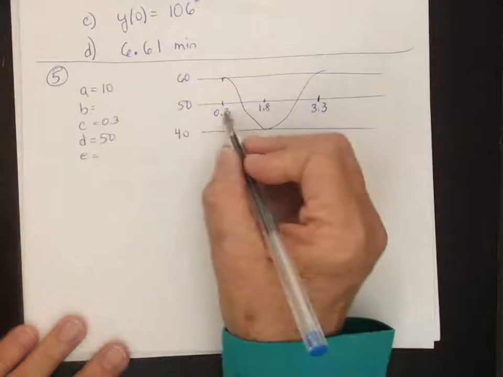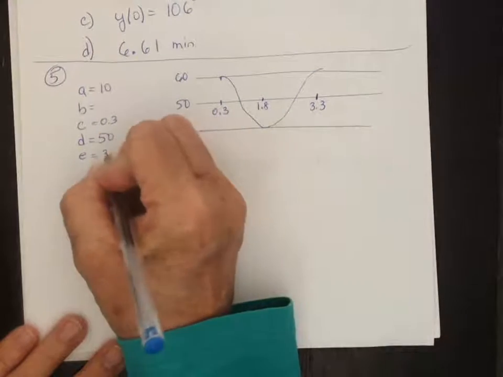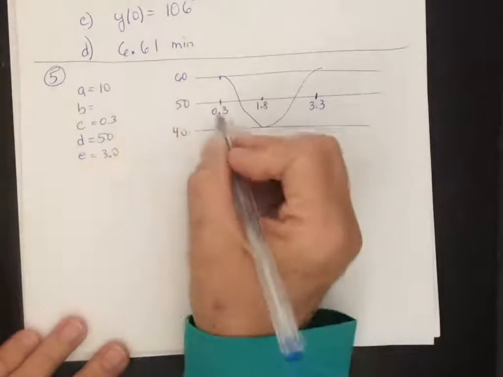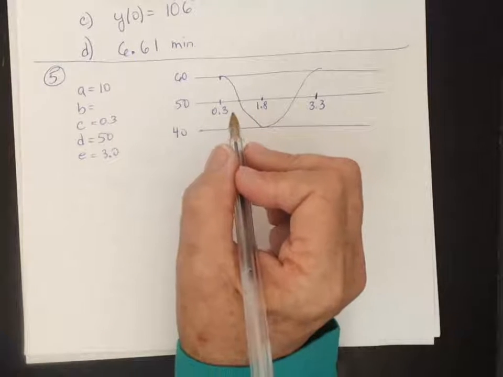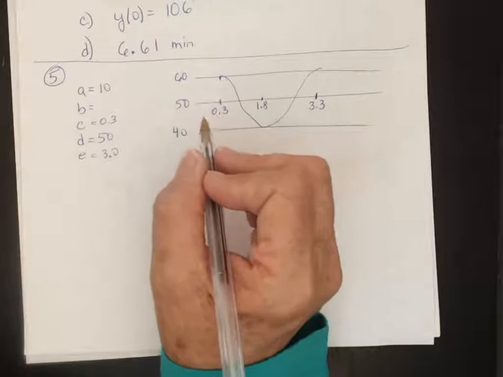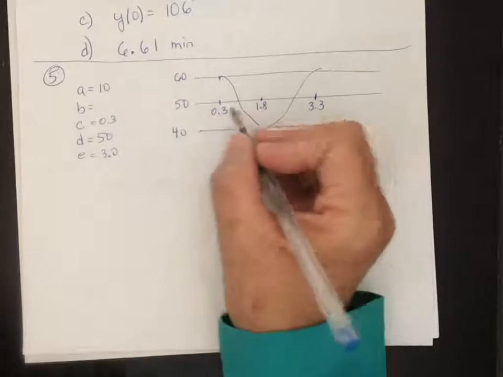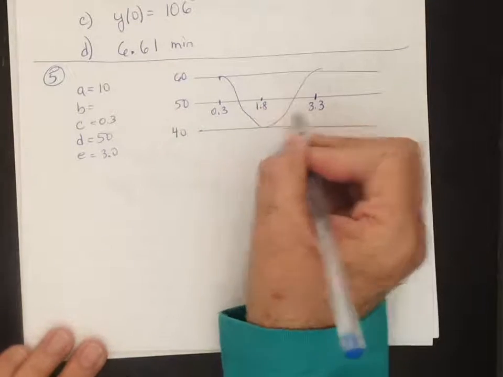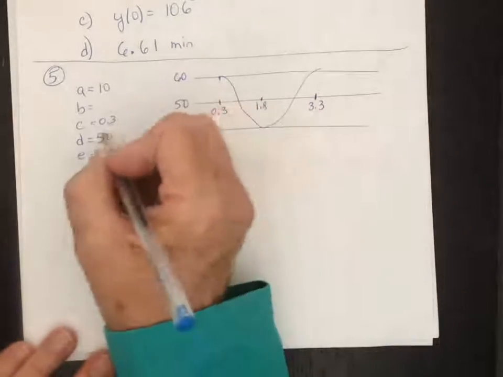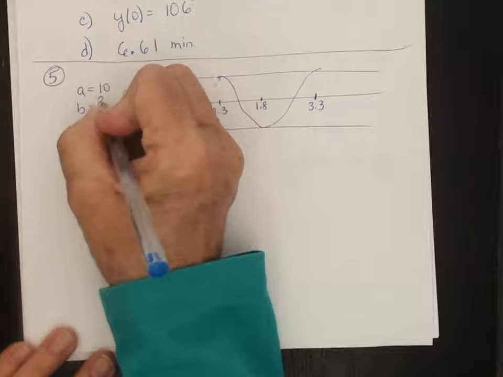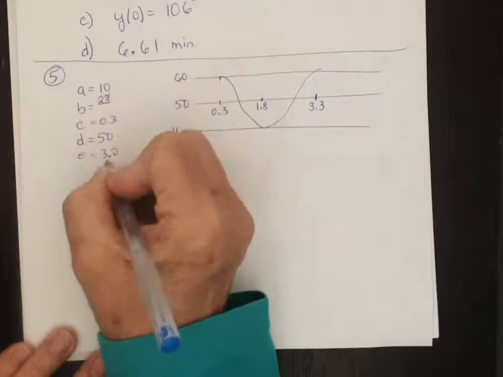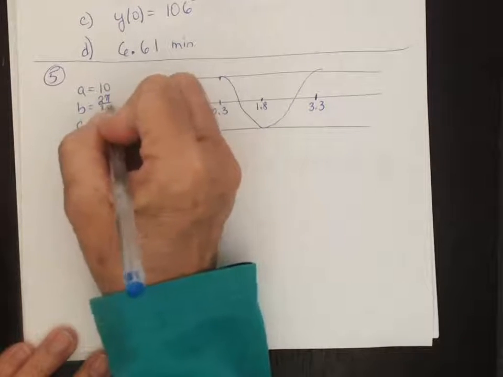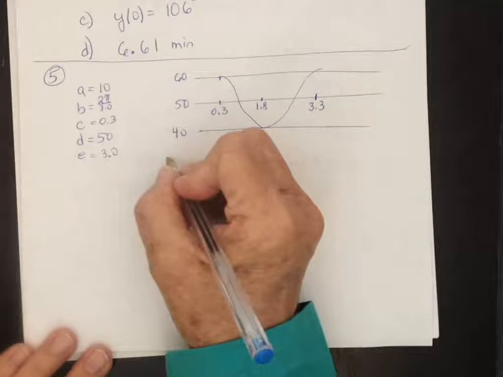The period was a total of 3.0 seconds. So again, be careful whether they give you a half a period or a full period. They gave us half a period, so we have to multiply that by 2 to get the full period. And then my period constant is 2 pi divided by that. And then we go on to our equation.